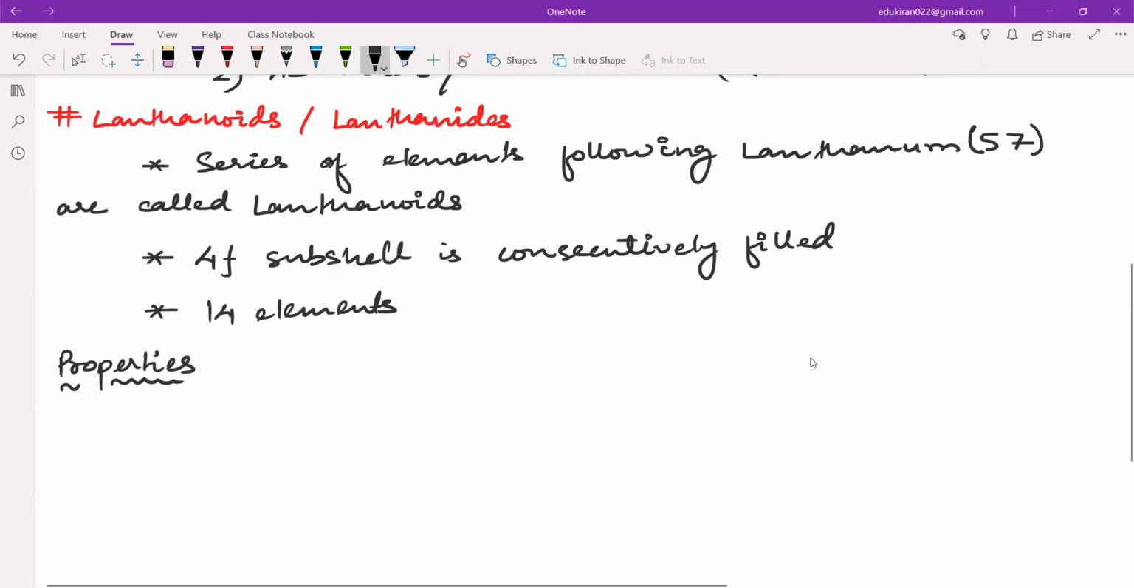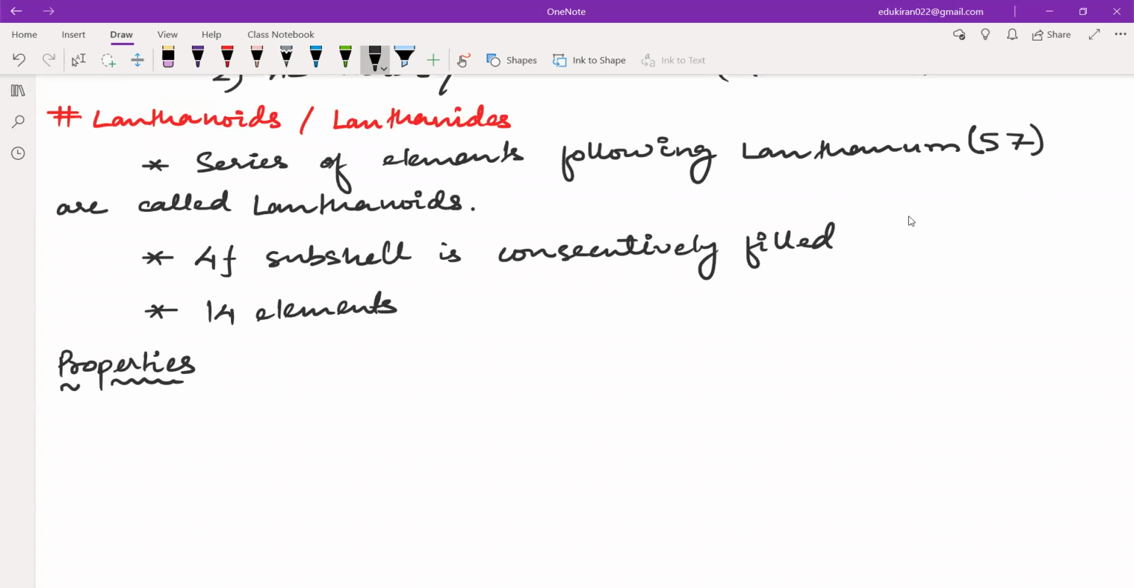When the question comes, keep this point in mind, because there is a point of difference whether to include lanthanum in the D block or in the F block elements. So keep the definition like this: series of elements following lanthanum are called lanthanoids. Whatever your teacher's perspective, he will give you marks on this. So write this. What are lanthanides? Write the same statement.